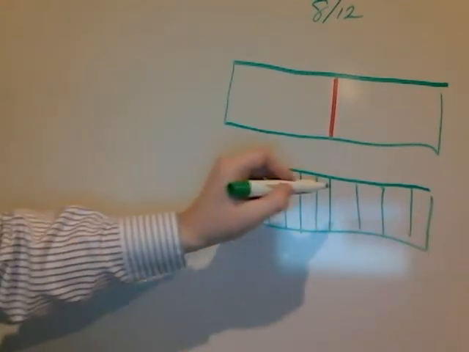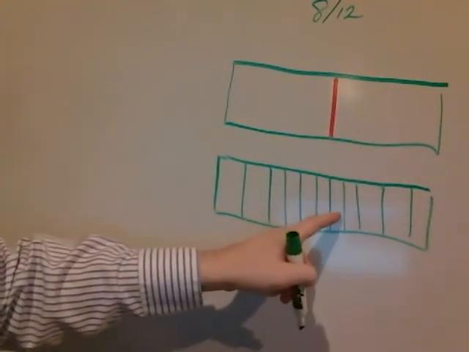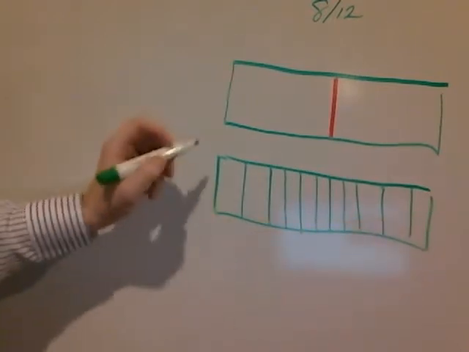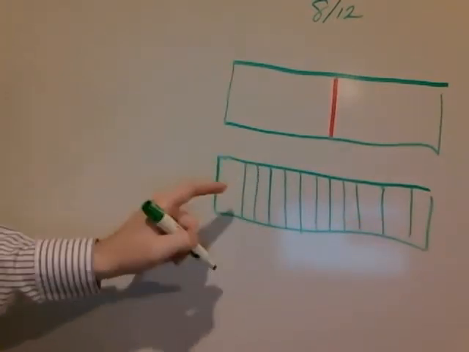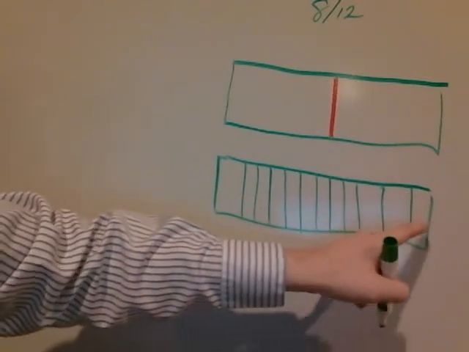Looks like I'm going to have to do one more. Let's see. 1, 2, 3, 4, 5, 6, 7, 8, 9, 10, 11. Yep, one more. Alright. 1, 2, 3, 4, 5, 6, 7, 8, 9, 10, 11, 12.